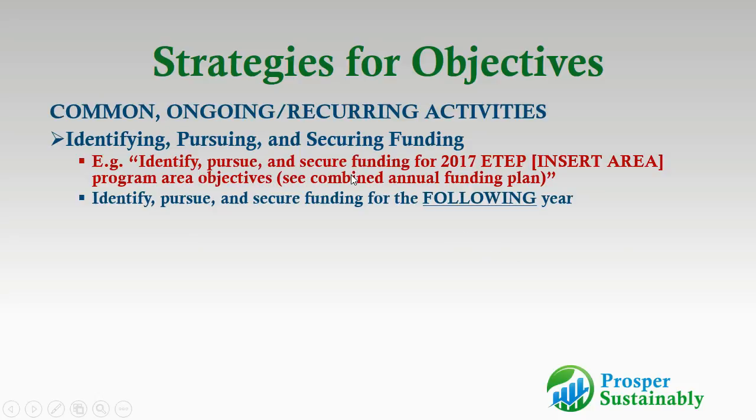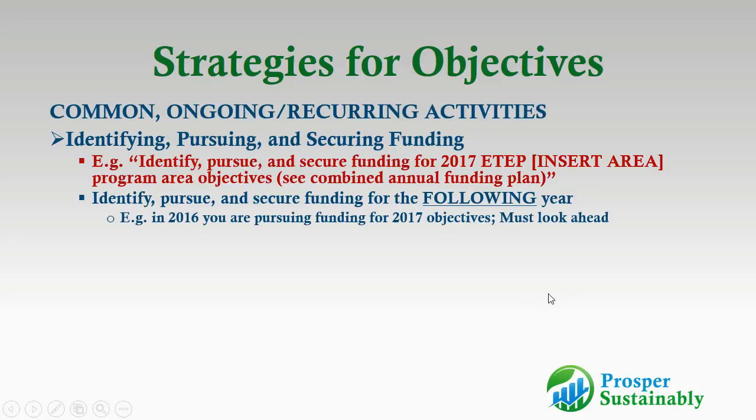So this is an example of a 2016 objective. So in 2016, you want to be identifying, pursuing, and securing funding for your proposed 2017 objectives. Just like this year, in 2016 you prepared your gap work plan for fiscal year 2017 and 18. You want to be doing that for every program area. So you must look ahead.